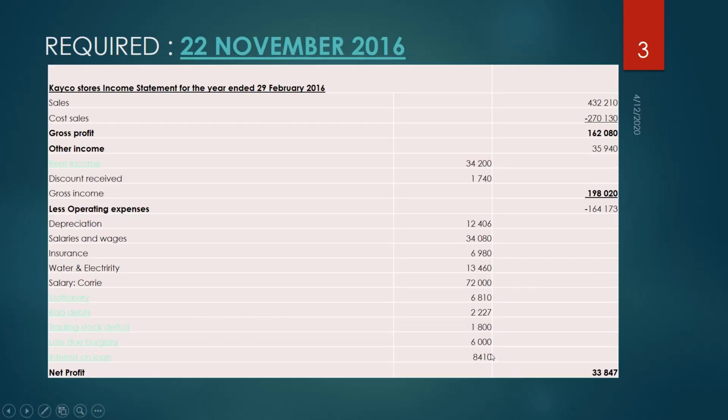That's how it looks. Remember, I've already discussed all other items of the income statement in part 1 of the income statement presentation.